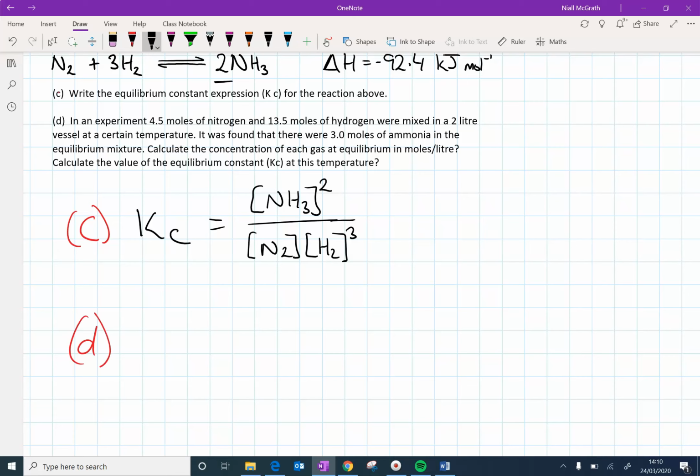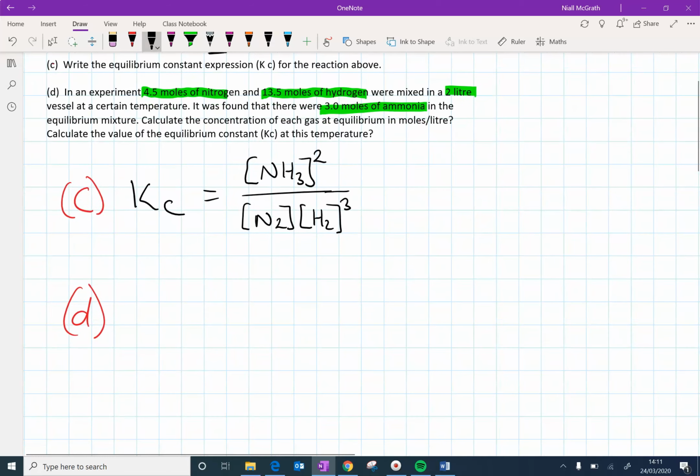The next part of your question then: in an experiment, 4.5 moles of nitrogen and 13.5 moles of hydrogen were mixed in a 2 litre vessel at a certain temperature. It was found that 3 moles of ammonia were in the equilibrium mixture. Calculate the concentration of each gas at equilibrium in moles per litre and calculate the value of the equilibrium constant Kc at this temperature. Okay, so first of all we'll write the information that we do know. We can write this in what we call ICE tables.